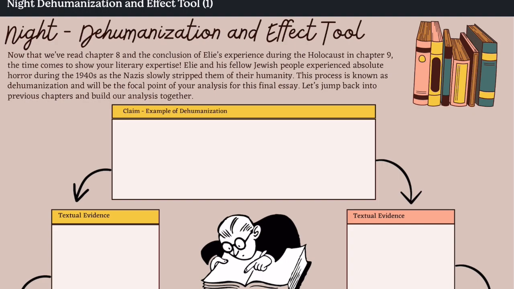So let's read the instructions first. I'm going to start right up here at the top. So now that we've read Chapter 8 and the conclusion of Eli's experience during the Holocaust in Chapter 9, the time comes to show your literary expertise. Eli and his fellow Jewish people experienced absolute horror during the 1940s as the Nazis slowly stripped them of their humanity. This process is known as dehumanization and will be the focal point of your analysis for this final essay. Let's jump back into previous chapters and build our analysis together.